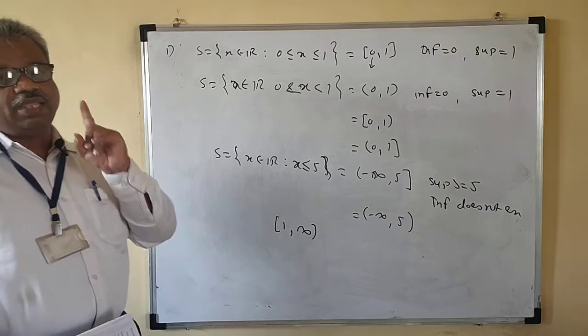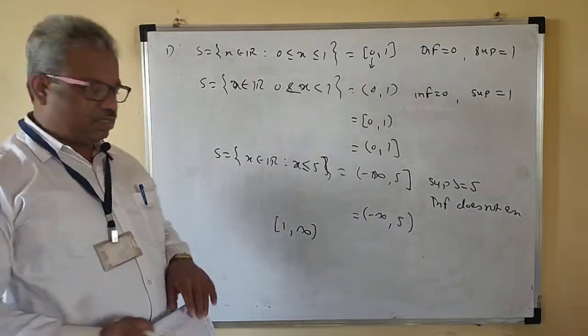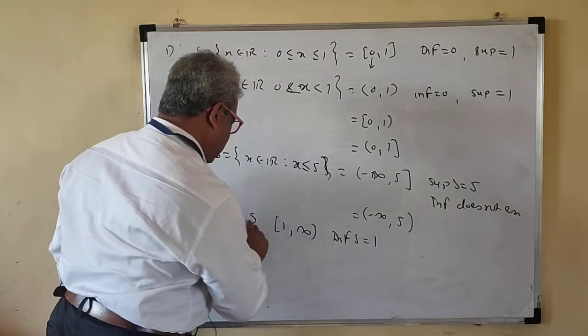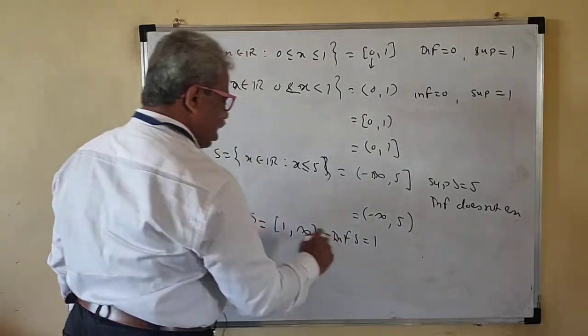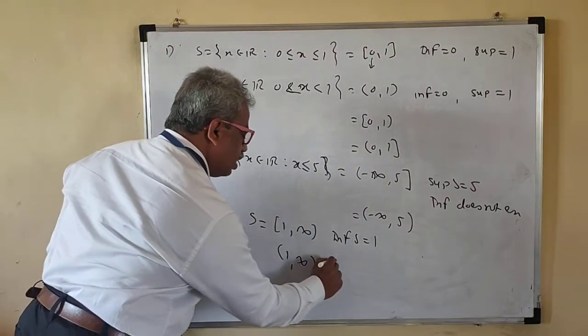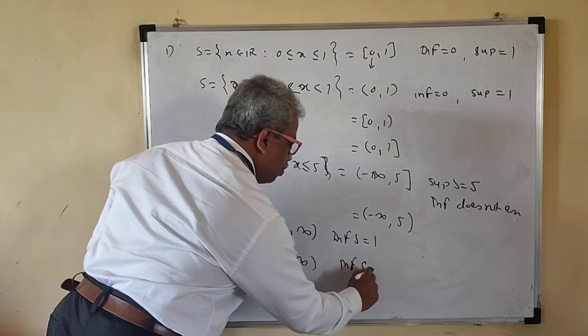If a set is bounded below, then the infimum exists. So the infimum of S is 1 and the supremum does not exist. If you write it as the open interval (1, infinity), again your infimum is 1.